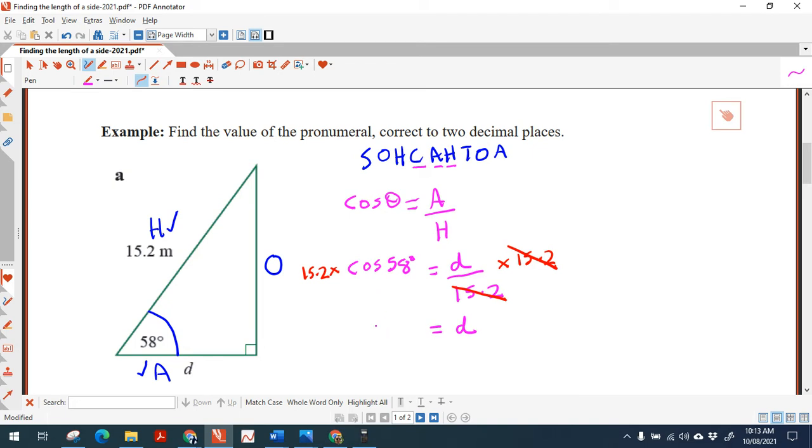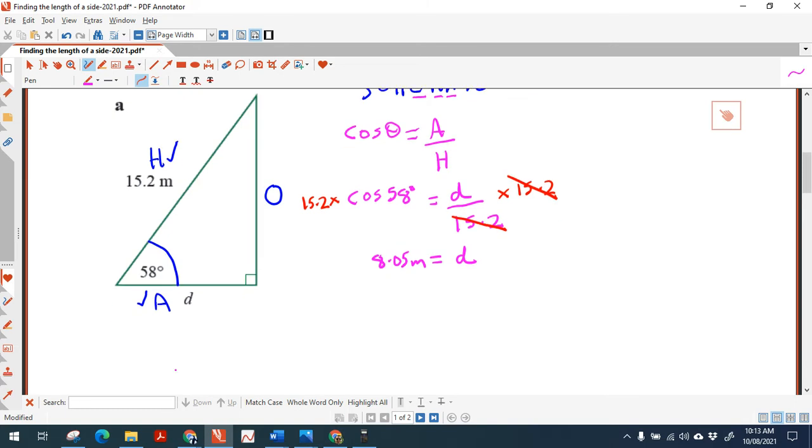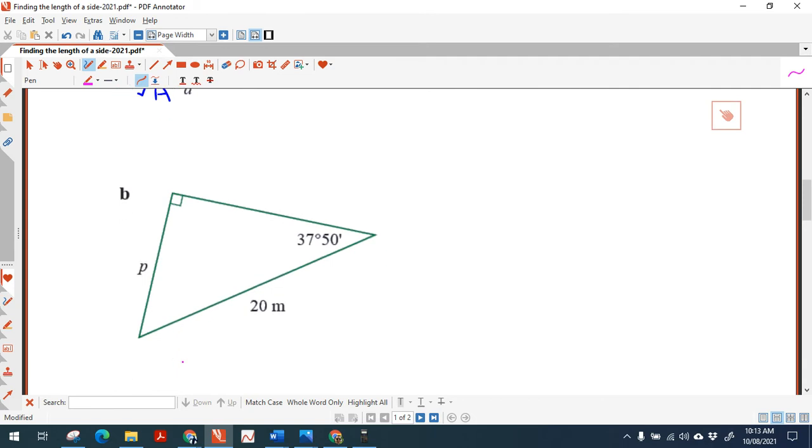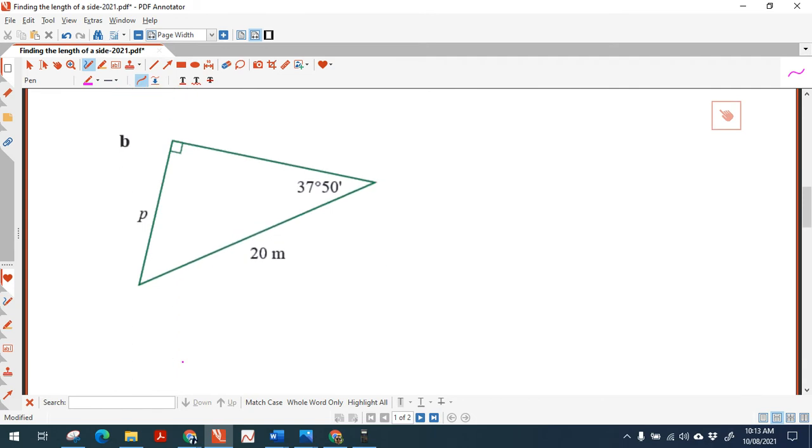Okay, so 8.05 meters. So the length of this side here to 2 decimal places is 8.05. Okay. All right. Now copy that down and have a go at part B. In part B, you're going to have to use your degrees, minutes, seconds button to enter.